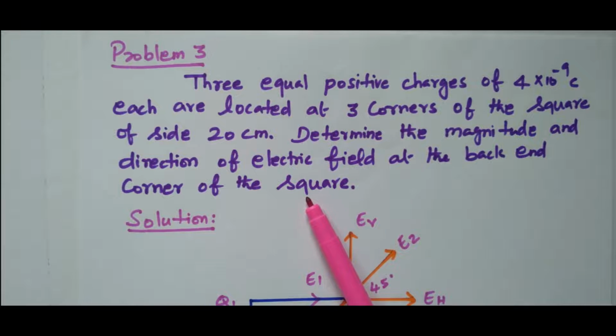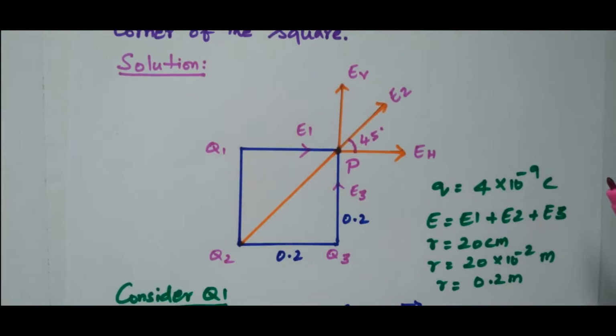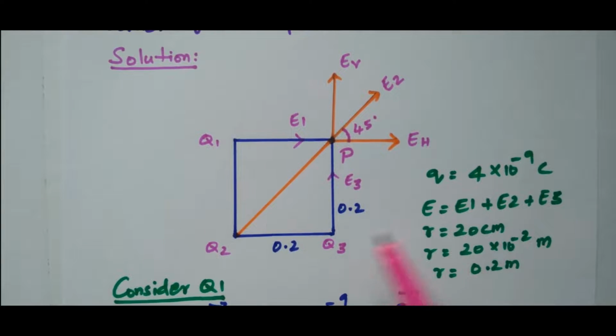The 3 corners, the charges are placed. One more corner is there. At that corner, we need to find what is the electric field intensity, magnitude as well as direction. So this is the given problem. We will see the diagram. So this is a square with 20 centimeter. Right? R equal to 20 centimeter. That is 20 into 10 to the power minus 2. That is 0.2 meter. Right? It's a square with 0.2 meter, so 0.2 is given.